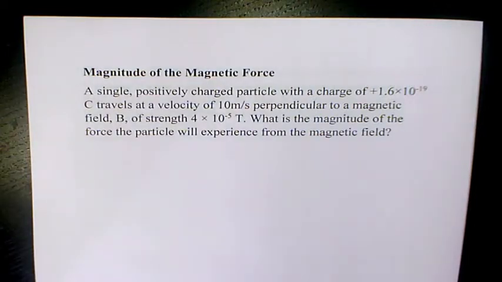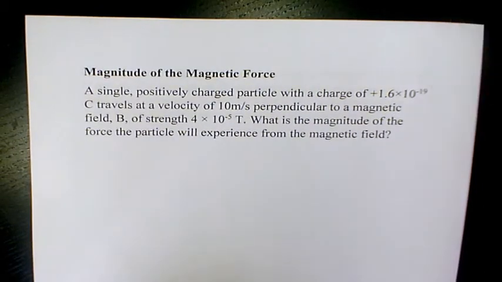Now in this example, I want to show you how to find out the magnitude of magnetic force. A single positively charged particle with a charge of positive 1.6 times 10 to the power of negative 19 coulomb travels at a velocity of 10 meters per second perpendicular to a magnetic field B of strength 4 times 10 to the power of negative 5 Tesla. What is the magnitude of the force the particle will experience from the magnetic field?